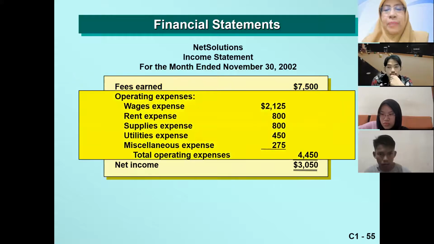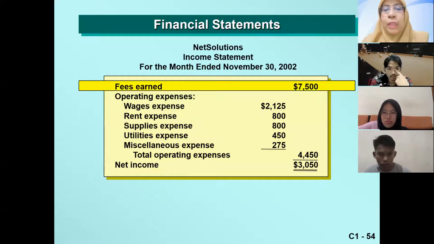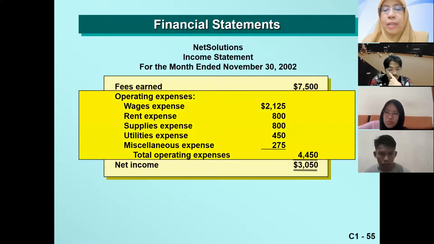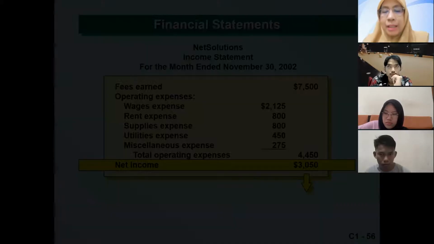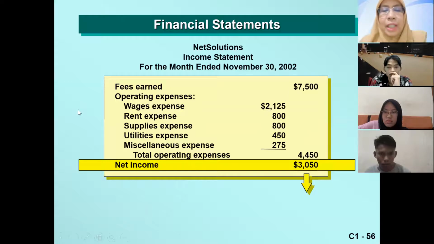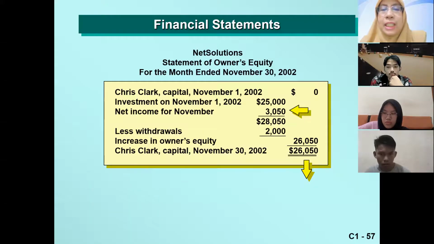Okay, so these are the steps. Step one, we provide fees earned. Second, we provide expenses. Then we deduct and get the net profit. And the net profit or net income will later be reported in the statement of changes in equity. So the 3,050 will be reported in here.